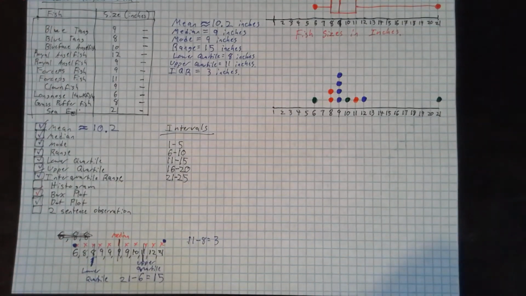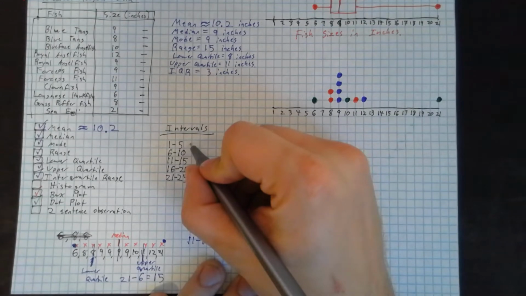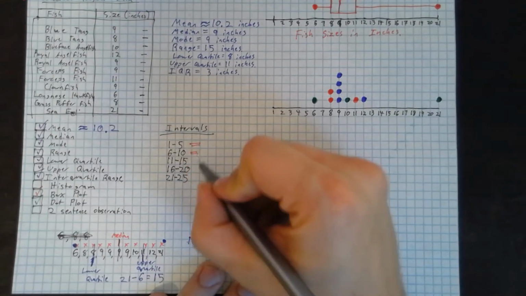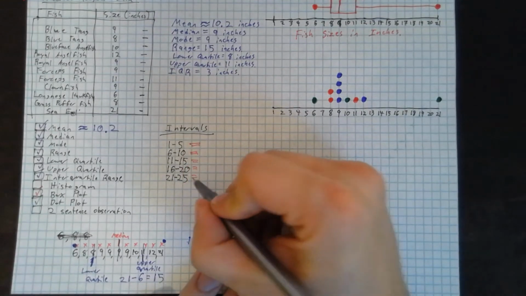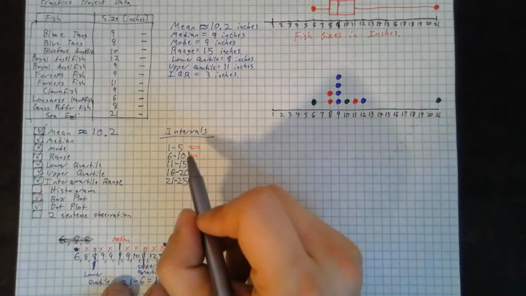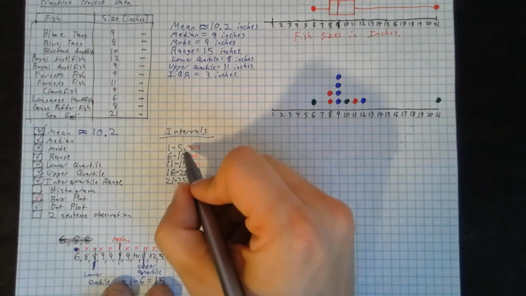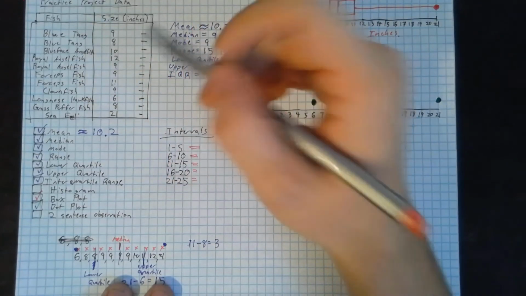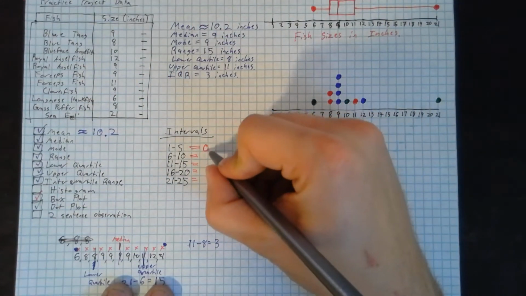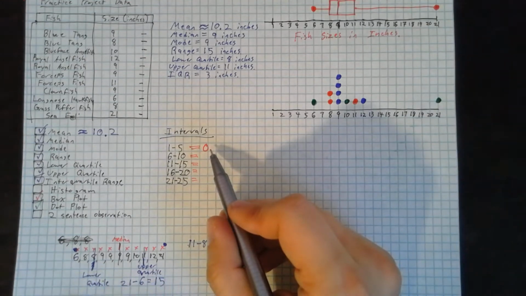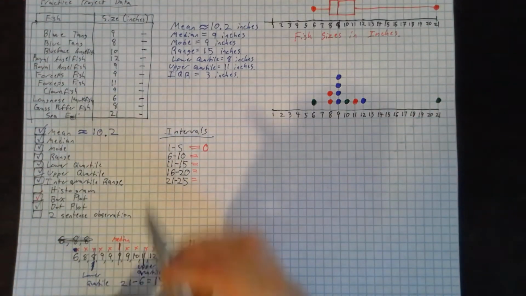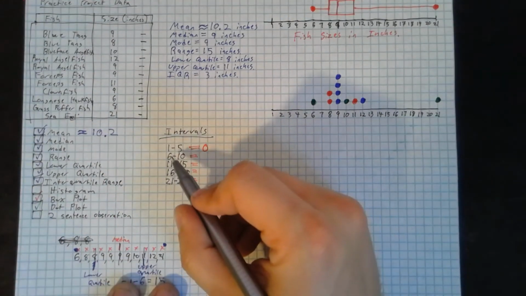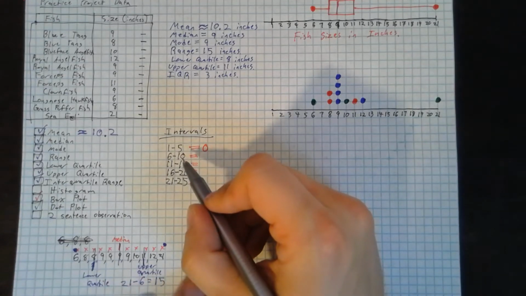Next, I need to figure out how many fish fit inside of those intervals. So, how many fish are between 1 and 5 inches long? It looks like none of them are. So, that is an interval of 0 fish. Next, we're counting how many fish would be between 6 and 10. How many fish are between 6 inches and 10 inches long?